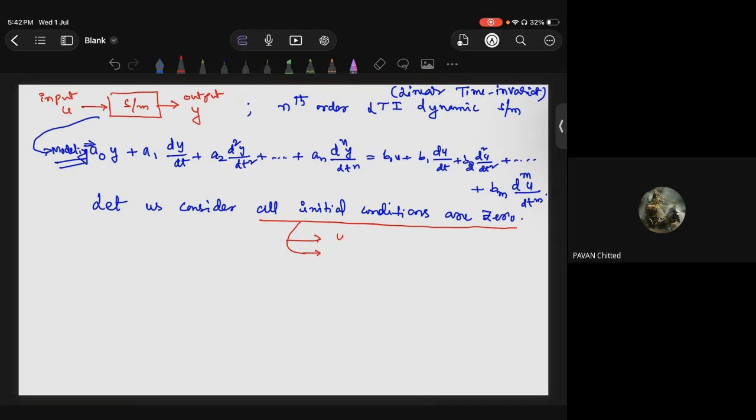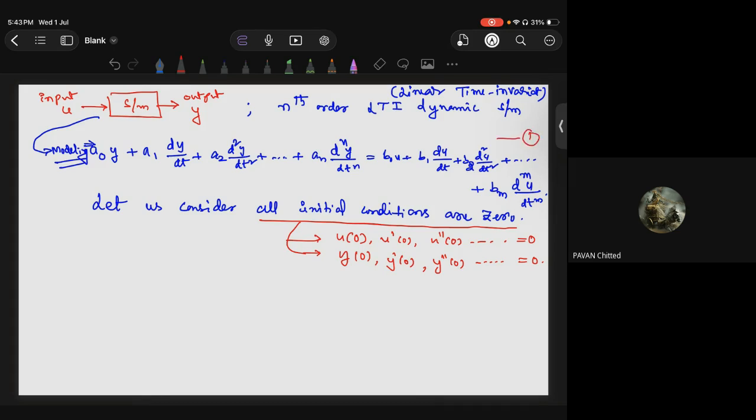For example, the input u of 0 is zero, and all its derivatives, etc., they're all zeros. Similarly, the output also: y of 0, y dash of 0, y double dash of 0, etc. equal to zero. Is this clear? So we are considering this assumption. All inputs and outputs at the initial state are zeros. At the initial time, we say that all initial conditions are zeros. Now, let us consider this equation as equation one.